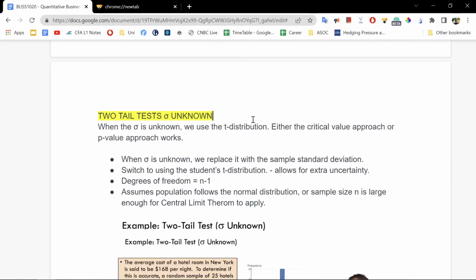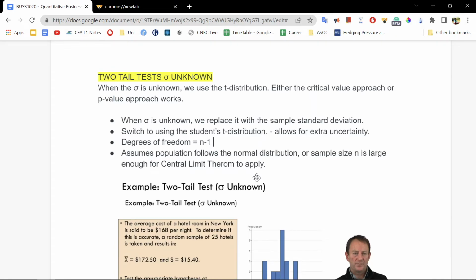Previously we talked about two-tailed tests when sigma is known. However, when sigma is unknown, as I previously alluded to, we have to use an additional factor called the degrees of freedom. So when sigma is unknown, we replace it with the sample standard deviation and use the student's t-distribution, allowing for extra uncertainty with the degrees of freedom n-1. This assumes the population follows a normal distribution, or the sample size n is large enough for the central limit theorem to apply.